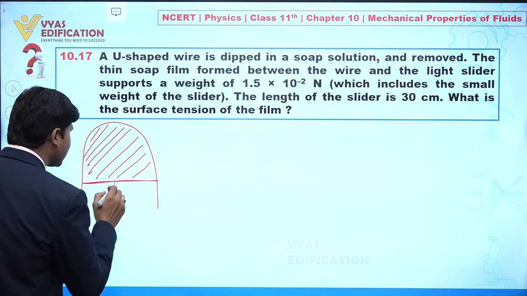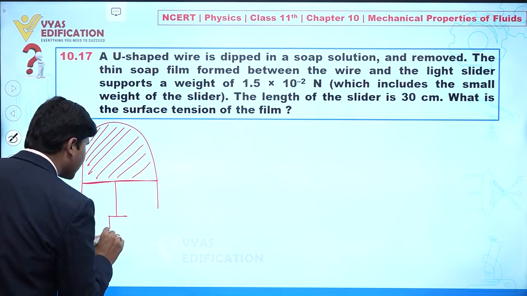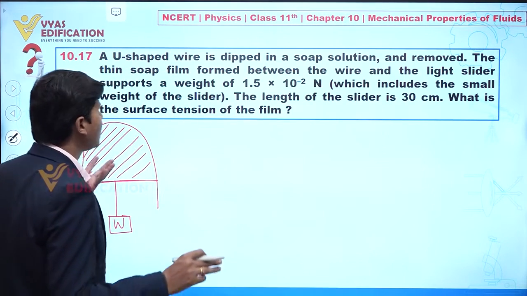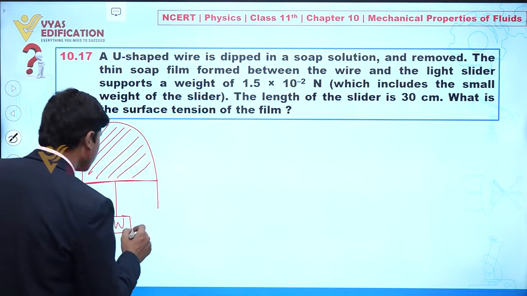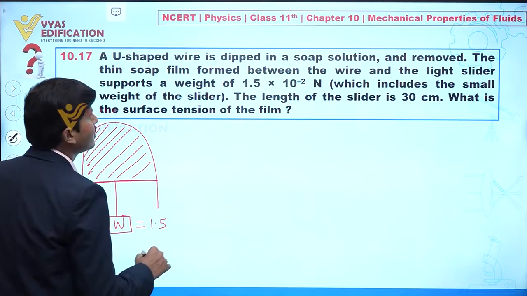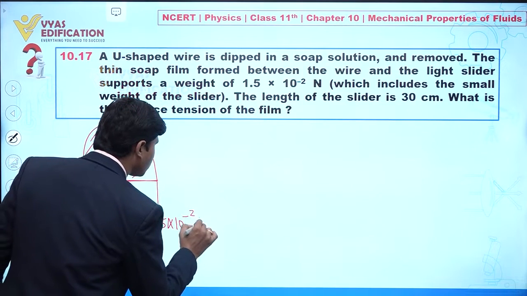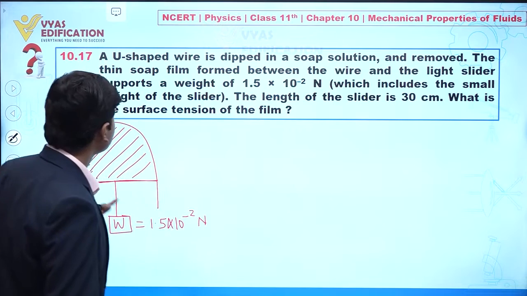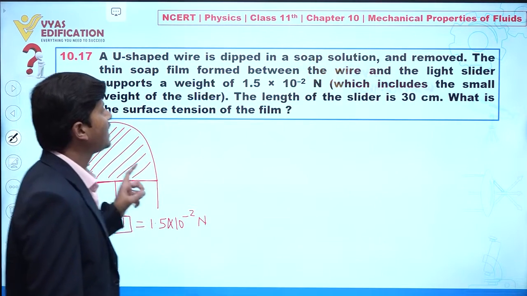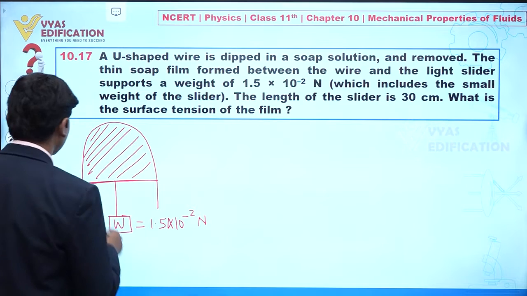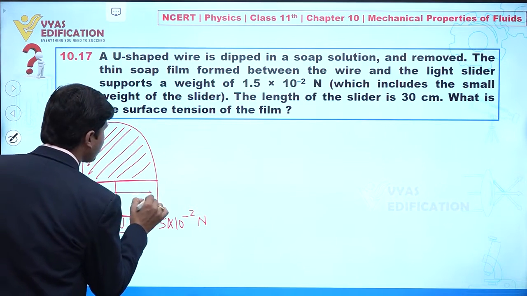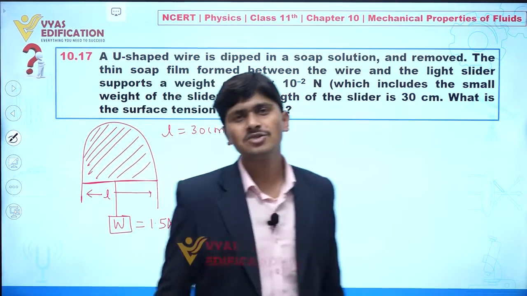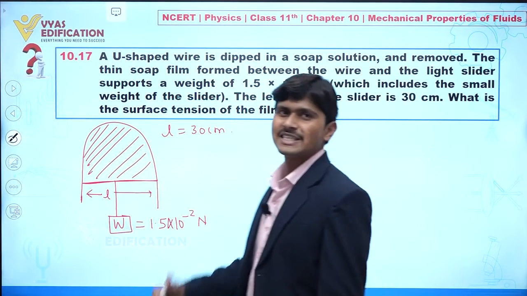So let's suppose here we are connecting a weight. This weight is actually very small because this is a very thin surface. So the value of weight given to you is 1.5 into 10 to the power minus 2 Newton, which includes the small weight of the slider. The length of the slider is given as 30 centimeter, so length L is equal to 30 centimeter. Now my question is to calculate the value of surface tension.